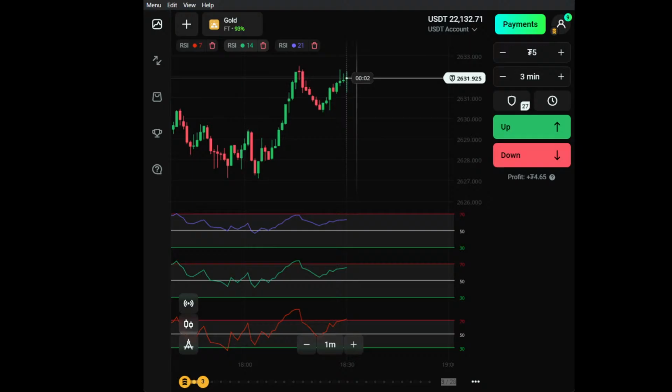And today we are going to learn one of the best strategies that I have personally tried in my trading, which is the triple rebound strategy.